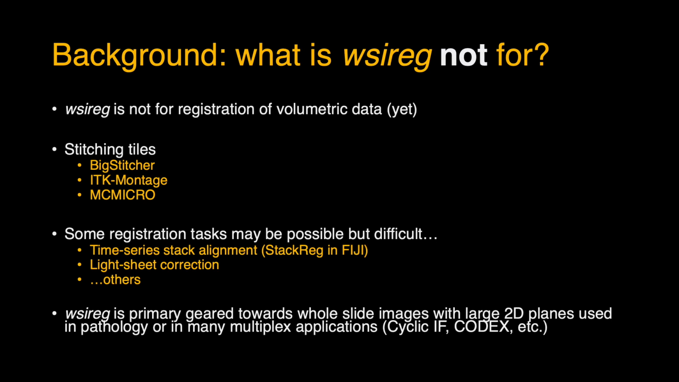However, there are plenty of programs out there for that, such as BigStitcher, i2k Montage, MC Micro, which are all great. And some registration tasks may be possible with wsireg, but it's really not configured for that. So for instance, time series alignment, which you could do with StackReg in Fiji, or light sheet microscopy correction. Sometimes there are some affine transforms that have to be performed based on the optics. So it's not really for those sorts of transformations of the data. It's really for bringing multiple stains together. However, it's a matter of myself not having the data for those tasks and not having experience with that.